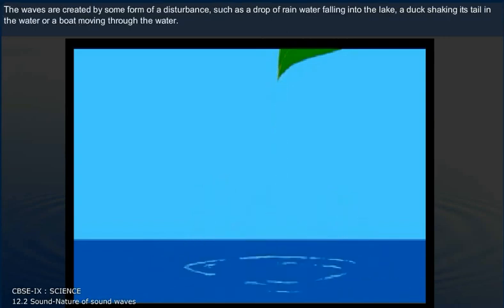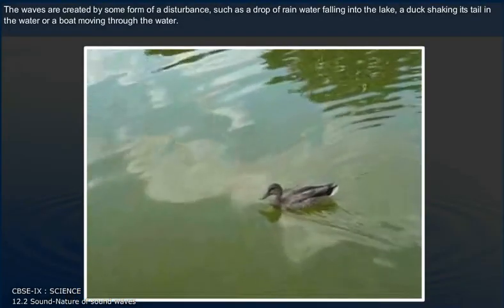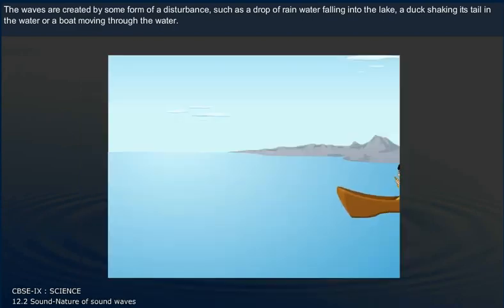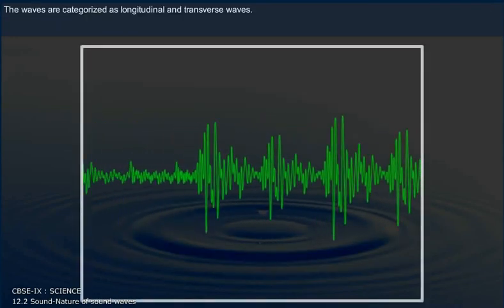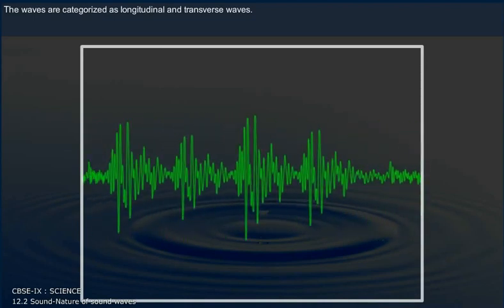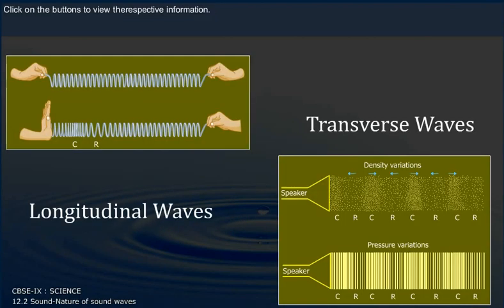The waves are created by some form of a disturbance, such as a drop of water falling into the lake, a duck shaking its tail in the water, or a boat moving through the water. The waves are categorized as longitudinal and transverse waves. Click on the buttons to view respective information.